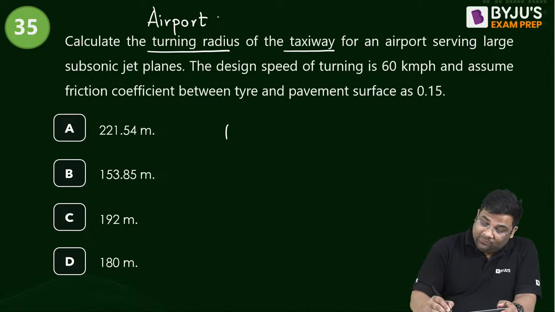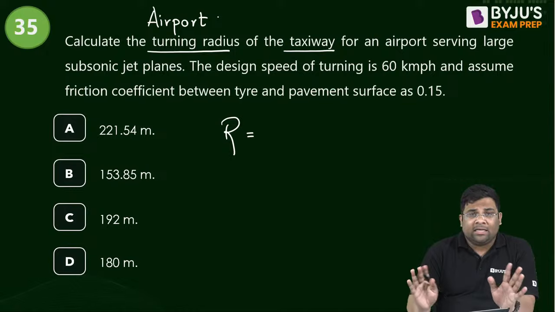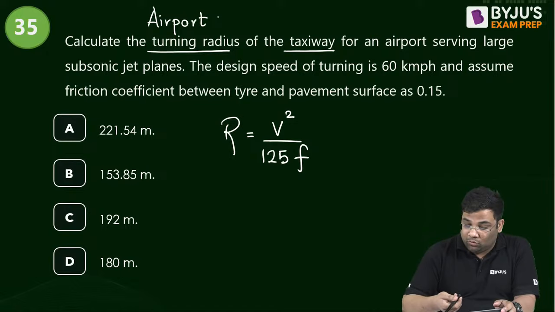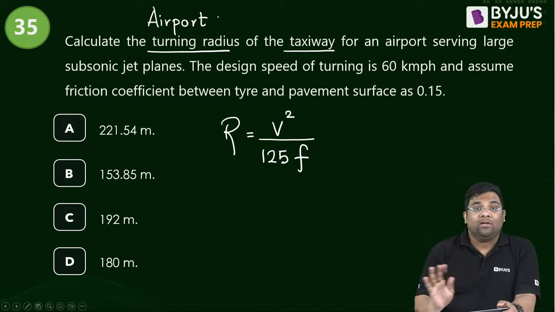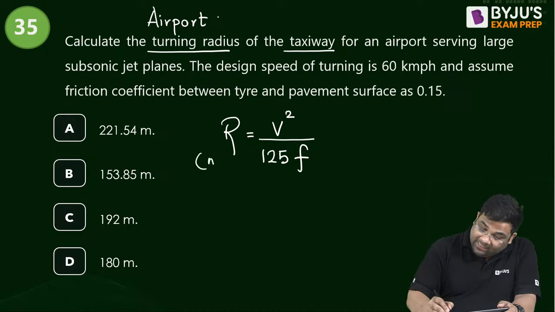Now, the turning radius formula, there are two formulas. One is the generalized formula: V square by 125 f. There's another Horonjeff formula also, but we will not remember that now. It is very complicated. They've asked a very simple one: V square by 125 f. This is in meters, an empirical formula. This V is in what?